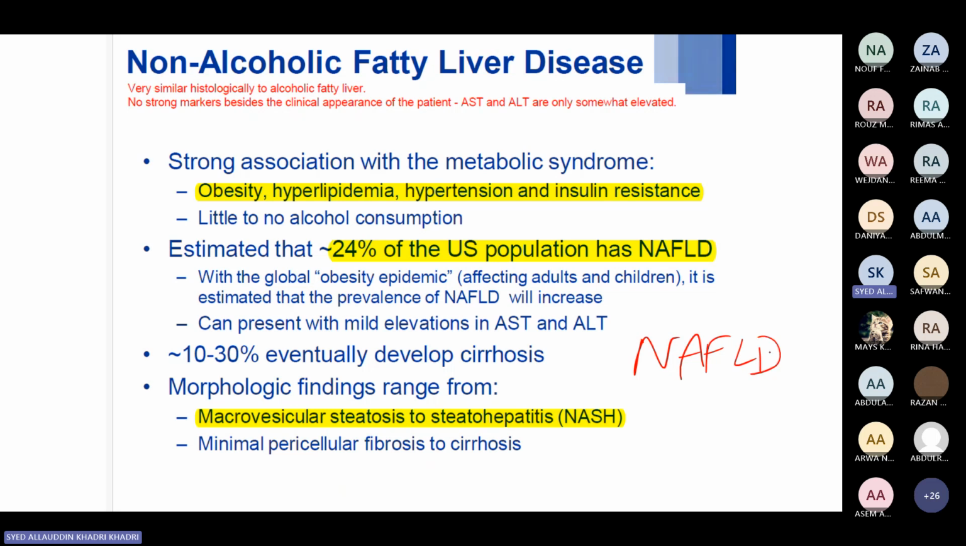Then we have NAFLD, which is becoming very famous in the whole world. Non-alcoholic fatty liver disease, also called NASH, that is non-alcoholic steatohepatitis. This has to be understood, so try to read about the macrovesicular steatohepatitis. The other causes, from the examination point of view in the MCQ, are obesity, hyperlipidemia, hypertension, and insulin resistance, which are among the commonest causes of the metabolic syndrome of NAFLD.